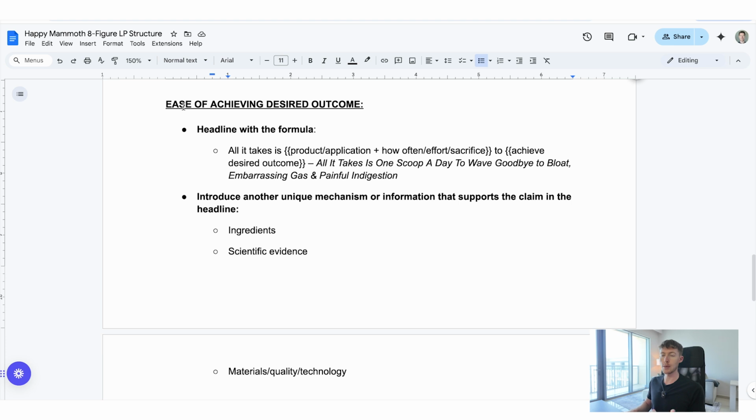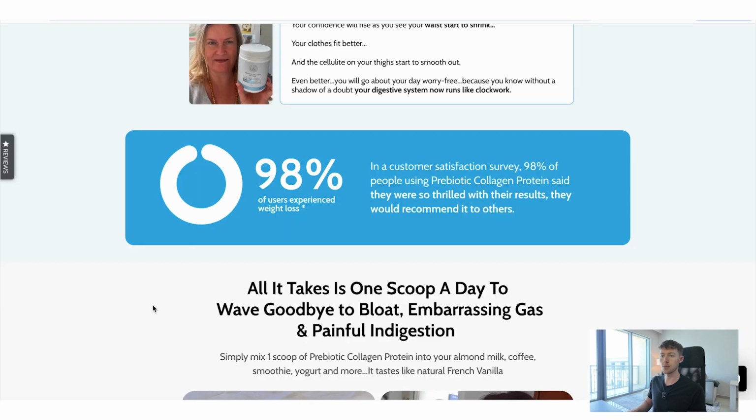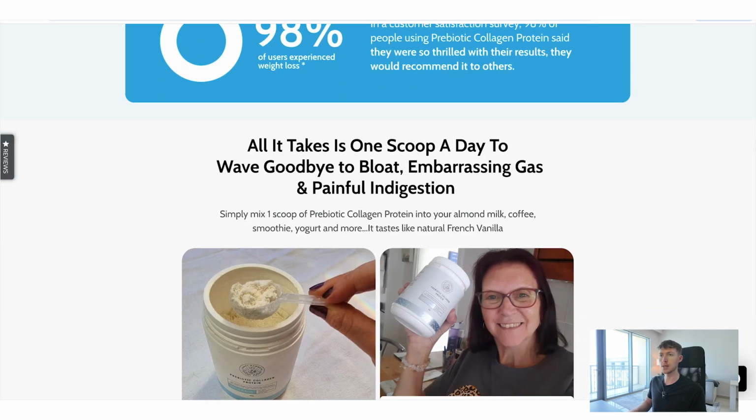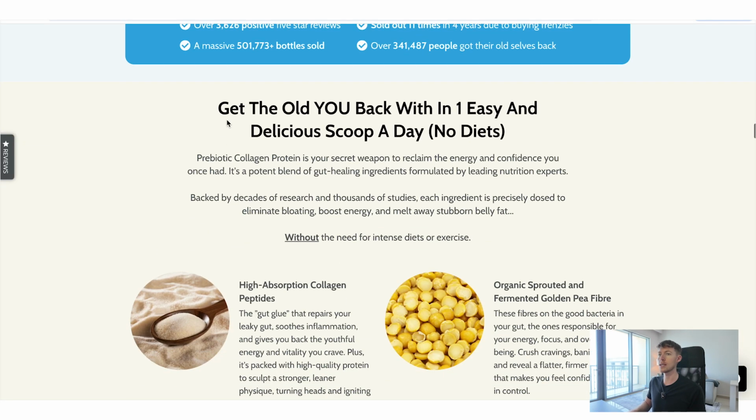So the way Happy Mammoth is doing this, they have a headline with the formula. All it takes is product/application plus how often plus effort sacrifice to achieve desired outcome, right? All it takes is 1 scoop a day to wave goodbye to bloat, embarrassing gas, and painful indigestion. That's just one example. This one, get the old you back within 1 easy and delicious scoop a day. Just another example that they're using here.